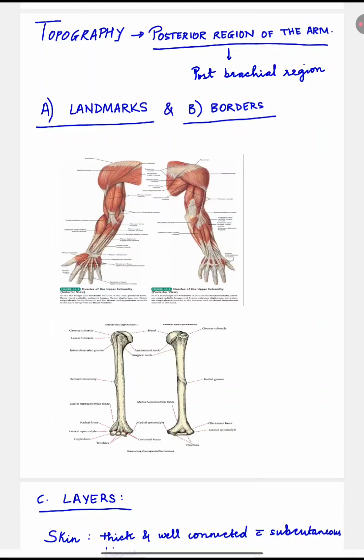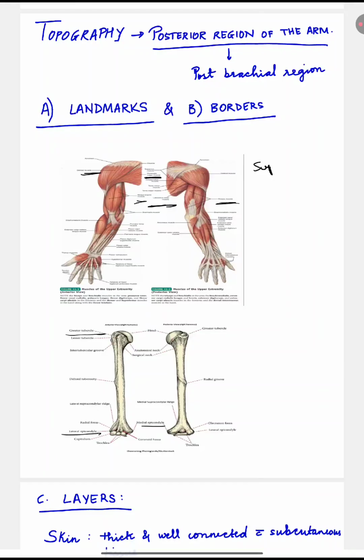Landmarks are the same: deltoid muscle, pectoralis major muscle, latissimus dorsi muscle, biceps and triceps muscle. Fine. Medial and lateral epicondyle, greater tubercle of the humerus, sulcus between deltoid and pectoralis where the pectoralis major goes, and deltoid tuberosity of the humerus, and sulci bicipitalis lateralis medialis. Now what are the borders? Borders, same again.